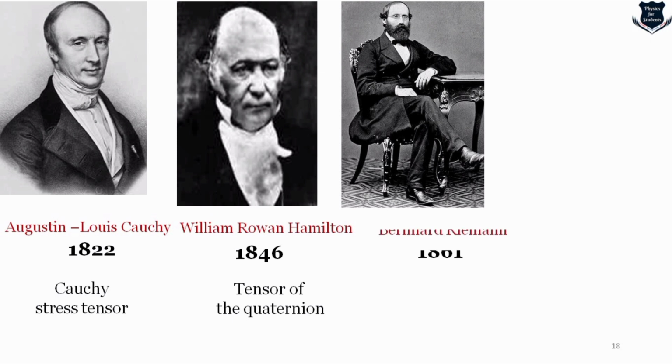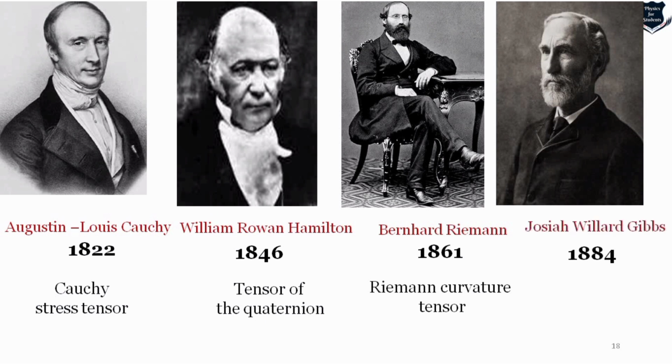Then we come across this great gentleman, the German mathematician and philosopher Bernhard Riemann, who in 1861 introduced the concept of what we will be learning, the Riemann curvature tensor. And then this person, Josiah Willard Gibbs, in 1884 introduced tensors of vectors in R3, which was called at that time the indeterminate product. He then extended the indeterminate product to n dimensions later in 1886.